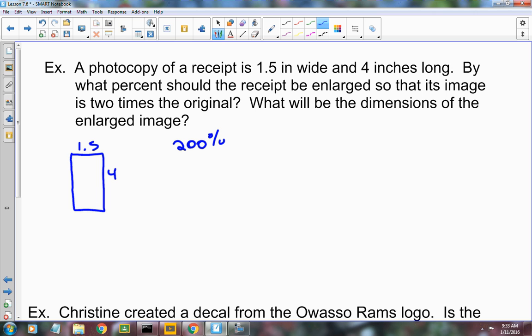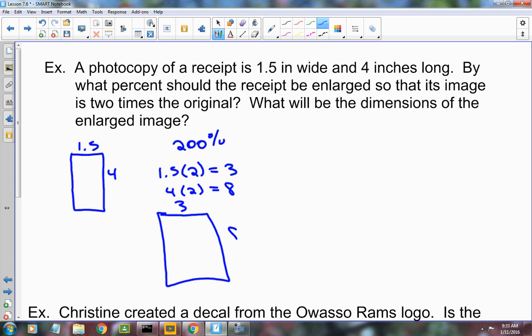And so then to figure out what the new dimensions would be, I would take each dimension and I would multiply it by 2. So I say 1.5 times 2, which is 3, and 4 times 2, which is 8. So my new figure, or picture, would be 3 by 8, right? If you go down to the copy machine, if you want to copy something exactly the way it is, you choose the 100%. It kind of defaults to that. If you want to make it bigger, then you go up, upwards in the percentages. And if you want to make it smaller, you go downward in the percentages. All right, last one.